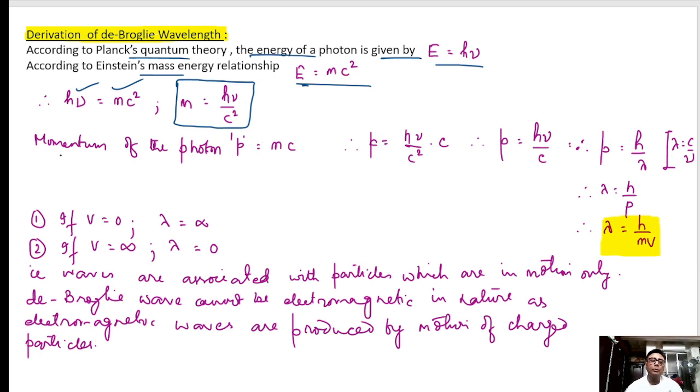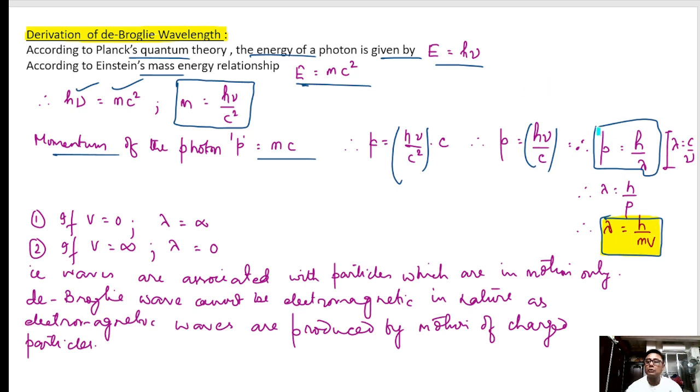Okay. So what is the momentum? Momentum is mass into velocity. So this is the mass into the velocity, which comes out by this. And nu by c equals 1 by lambda. So the formula comes out to be this. So please remember, lambda is equal to h by mv, and p is equal to h by lambda is again an important formula for our numericals.